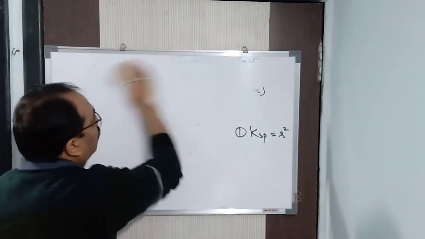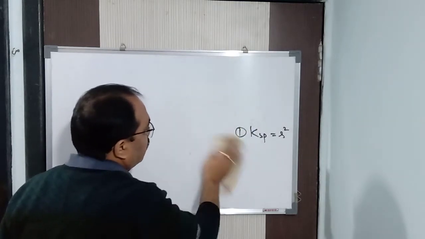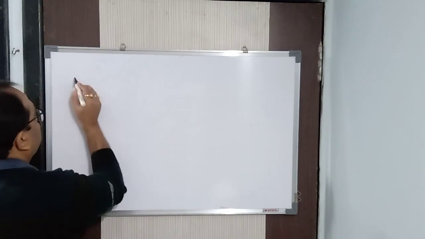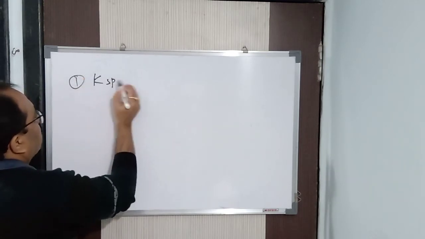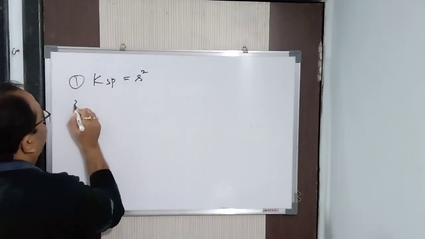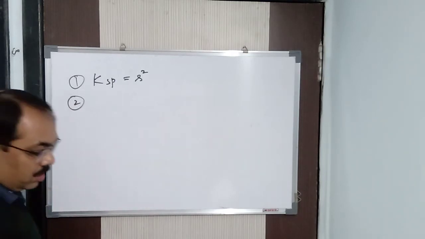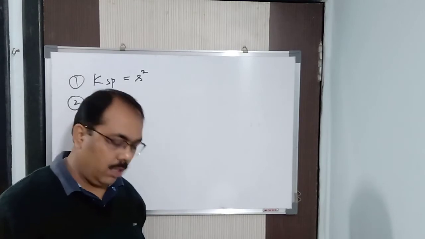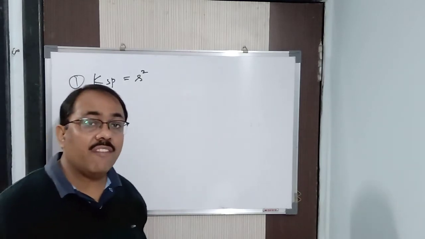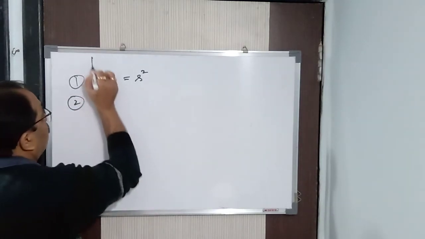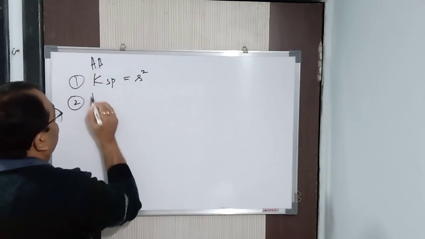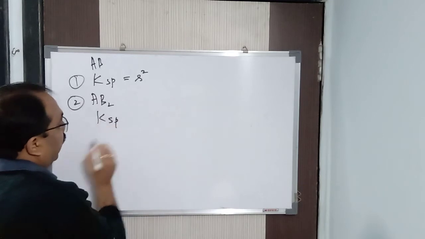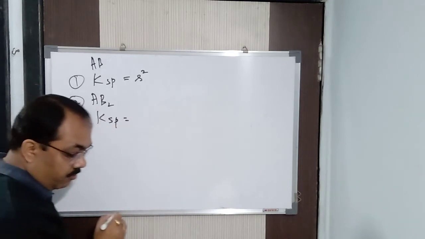For binary salt of the type AB, the formula is KSP is equal to S square. For ternary salt, three ions are there, like PbCl2, CaF2, which are AB2 type. This is your AB type, binary salt. For AB2 type, KSP is equal to 4S cubed.